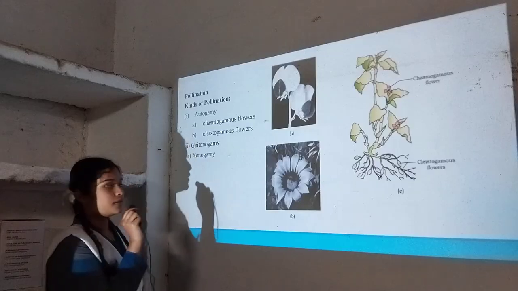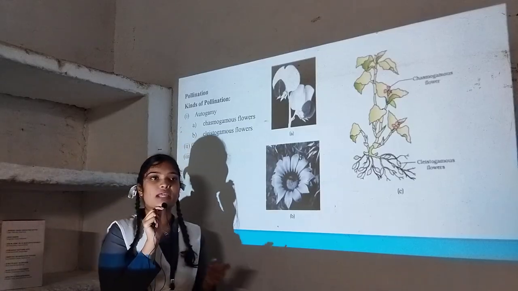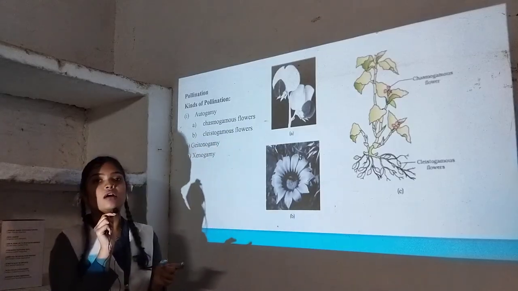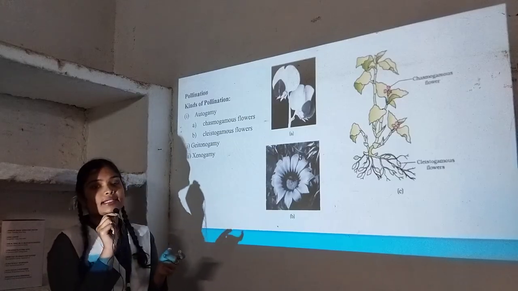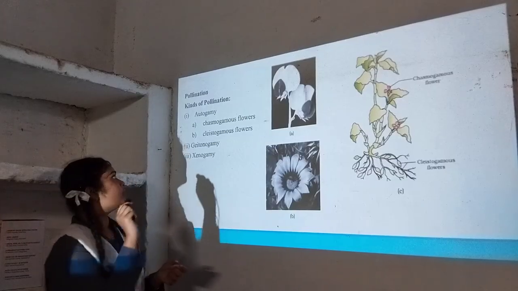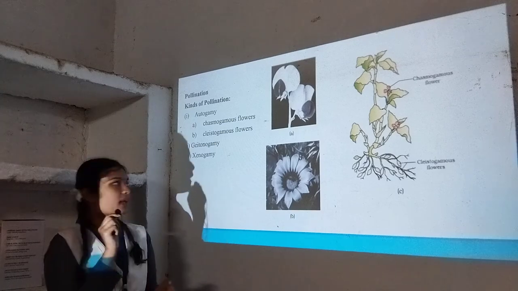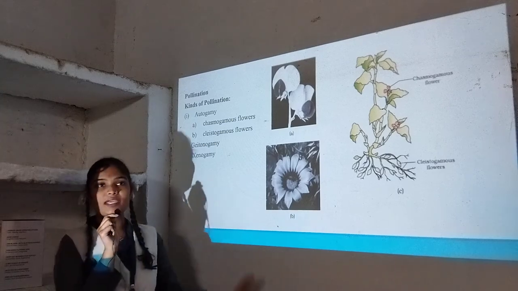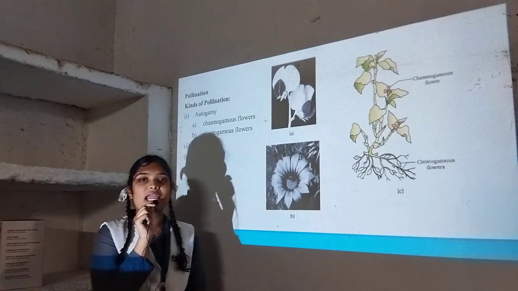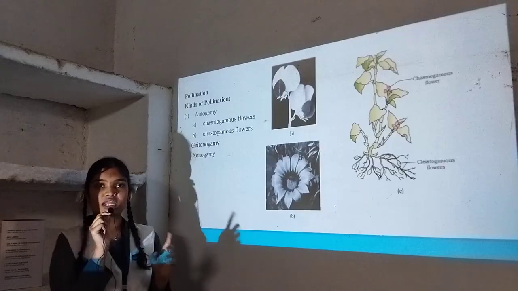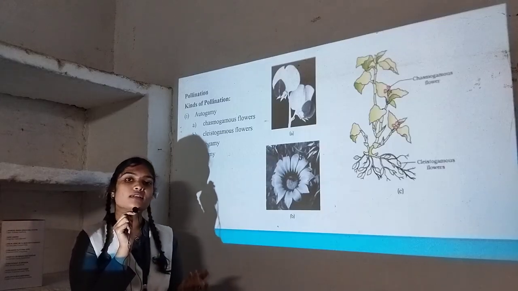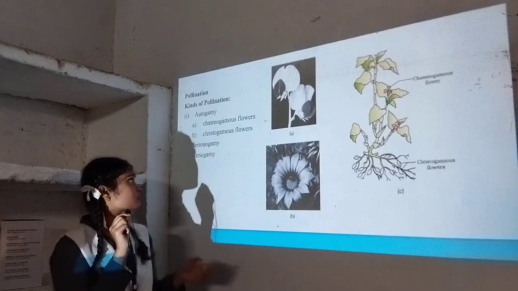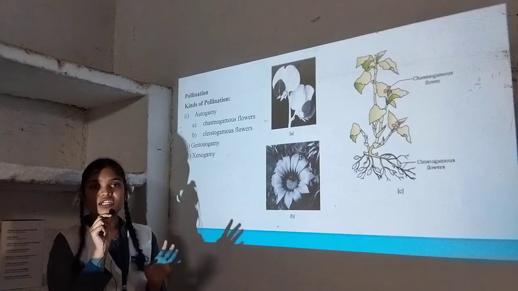Now, the pollination. The transfer of the pollen grain from the anther to the stigma of flowers is known as pollination. There are 3 types of pollination: autogamy, geitonogamy, and xenogamy. Autogamy is a type of self-pollination in which the pollen grain of the same flower lands on the stigma of the same flower, and self-pollination occurs.